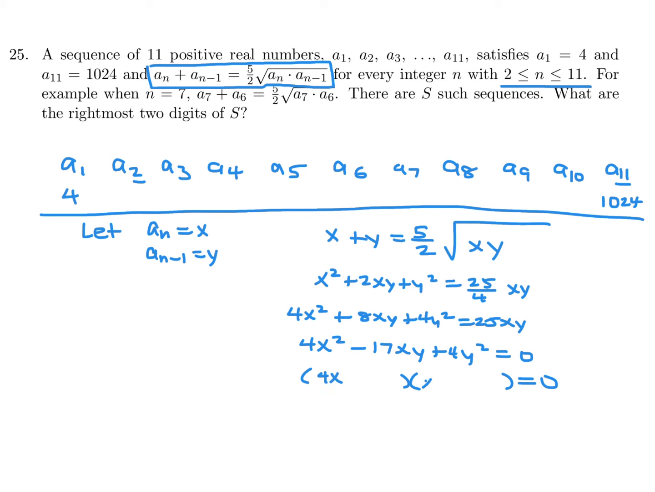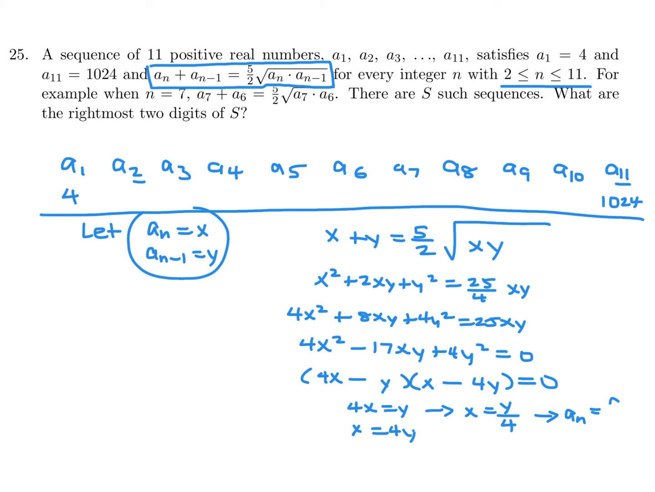So we factor: (4x minus y)(x minus 4y). So that means that 4x is equal to y, or x is equal to 4y. So x is either y divided by 4, which, going back to our initial terminology, means that an is equal to an minus 1 divided by 4, or if x is 4y, then an is equal to 4 times an minus 1.